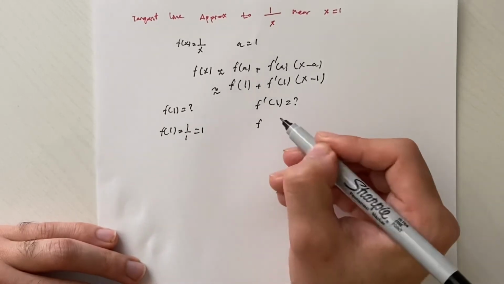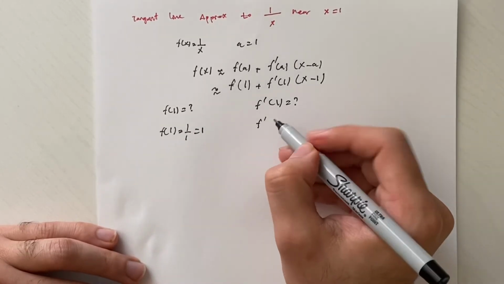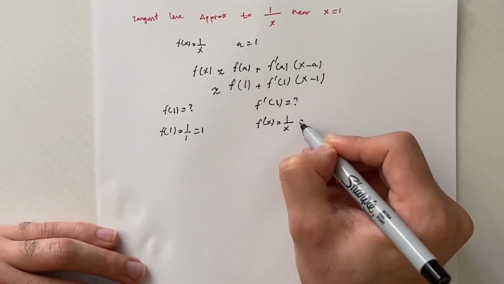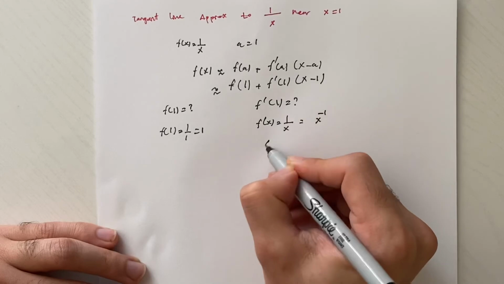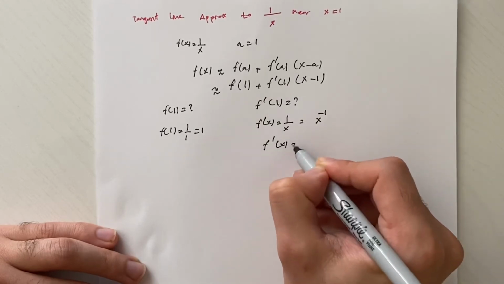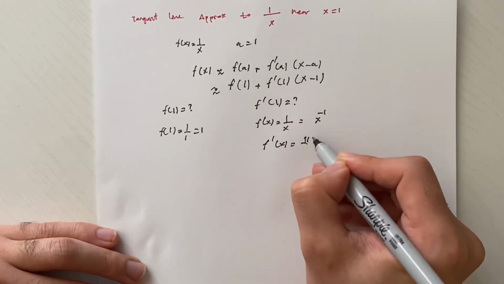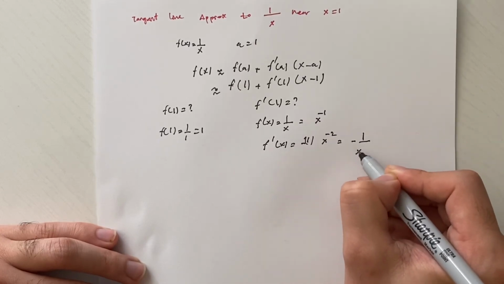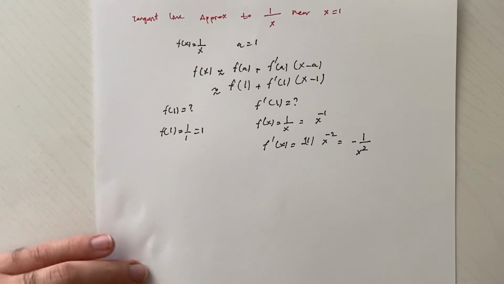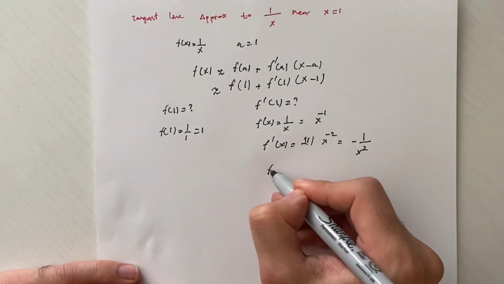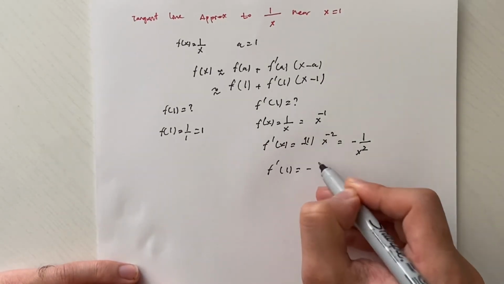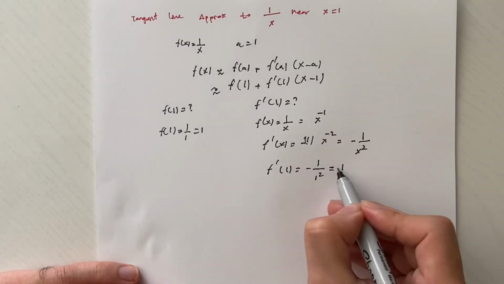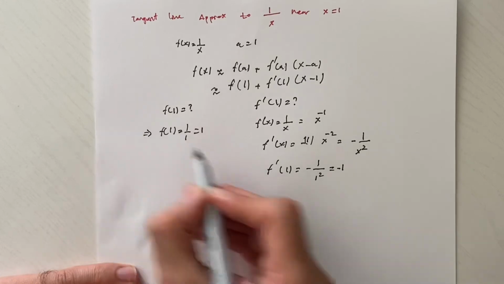And then we need first to find f prime of x to find f prime of 1. f of x can be written as x to the negative 1. And then f prime of x is going to be minus 1 multiplied by x to the power negative 2. This is using the power rule, and then we can write that in fraction form. And f prime of 1 is just minus 1.